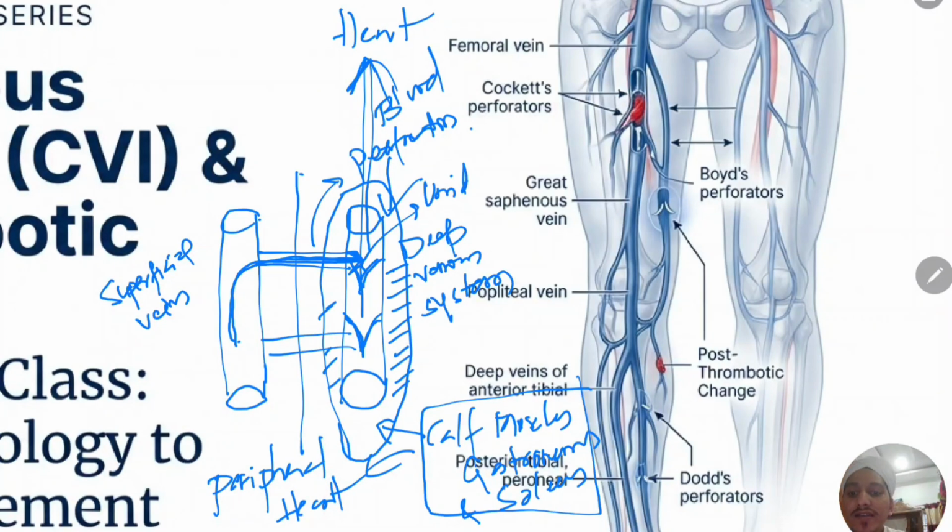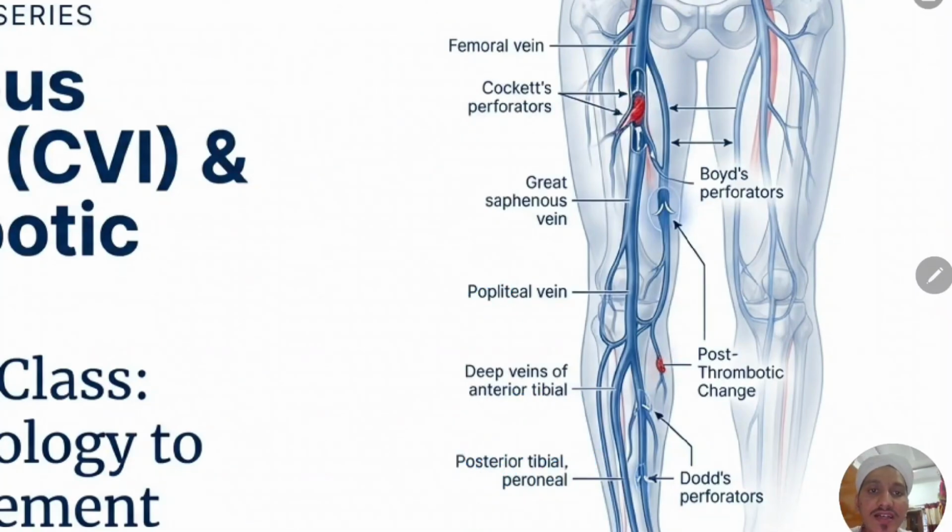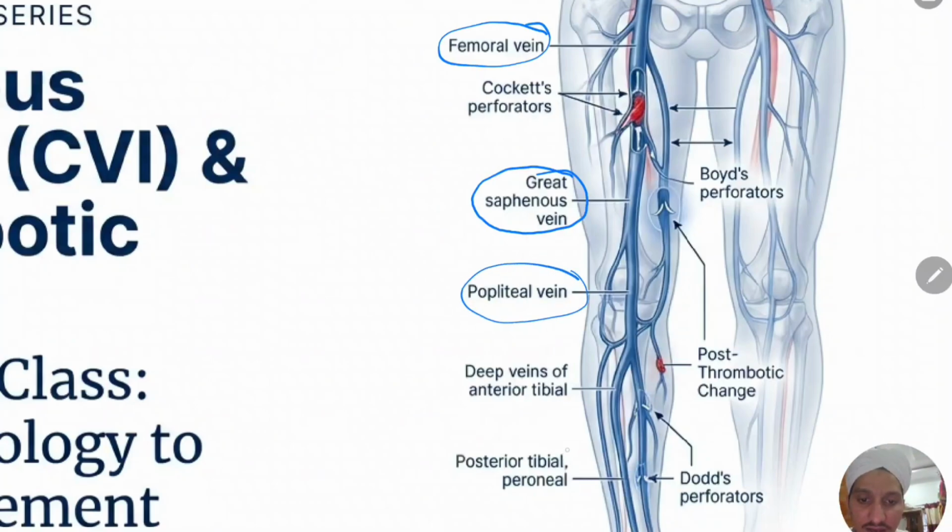But the problem arises when you don't walk, or if the valves are faulty, or if these perforators are faulty. Now you can see here, this is the femoral vein, which is deep, and this is the great saphenous vein, which is a superficial vein. Then the popliteal vein, the posterior tibial, and the deep veins of the anterior tibial vein. So this is the superficial part, and these are the deep venous system, connected by perforators, as I said.